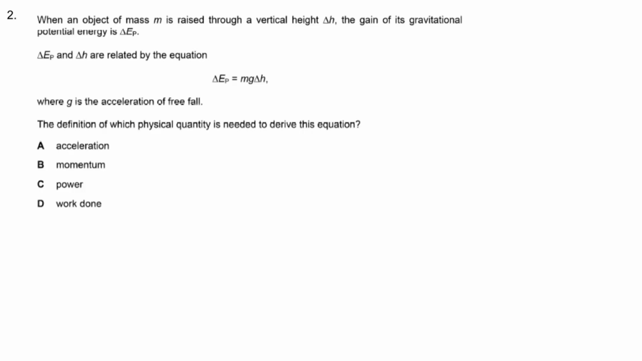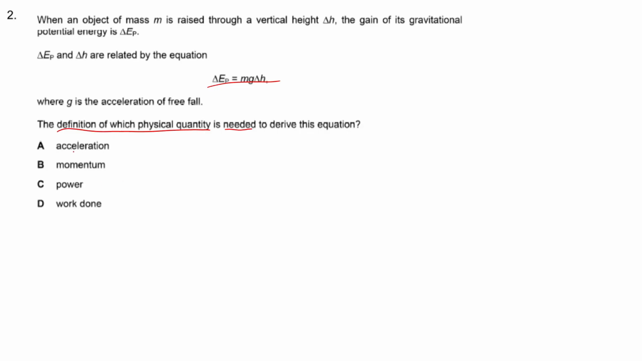When an object of mass m is raised to a vertical height h, the gain of its gravitational potential energy is the change in EP. The change in EP and the change of h are related by the equation right here, where g is the acceleration of free fall. The definition of which physical quantity is needed to derive this equation? Okay, so in this case we want the definition of the physical quantity that is needed to derive this equation.